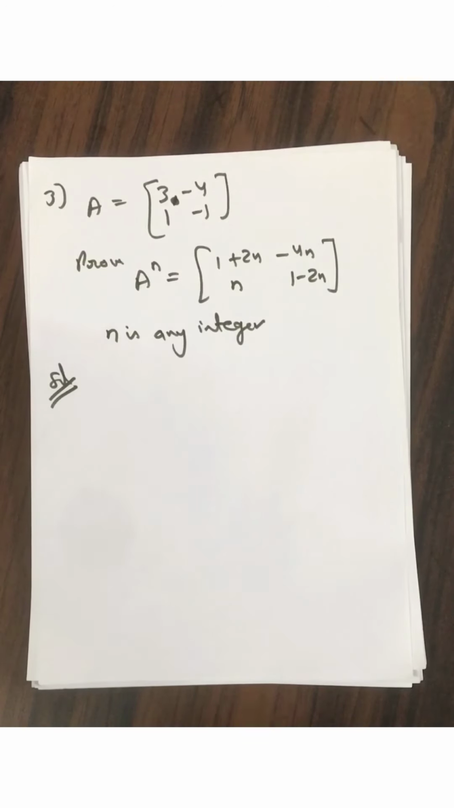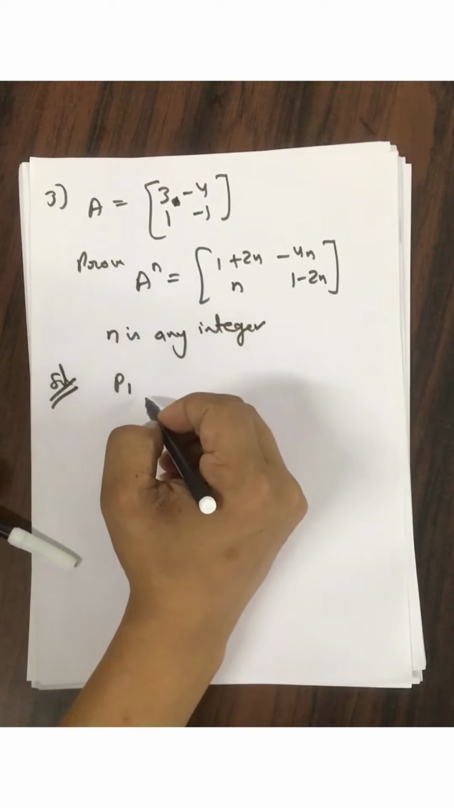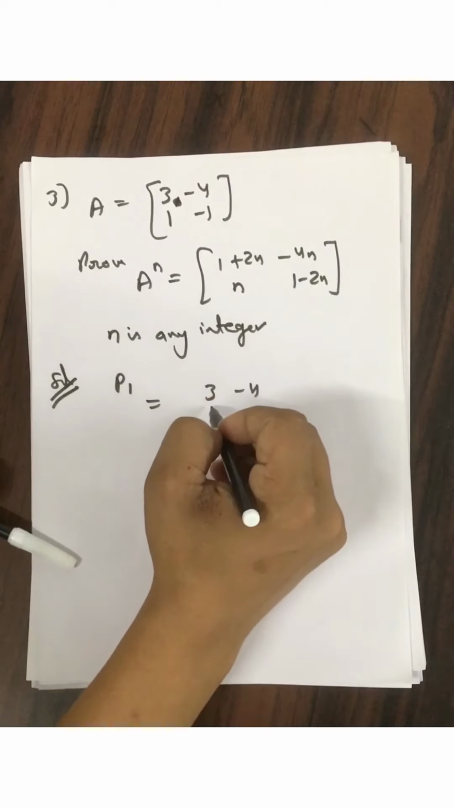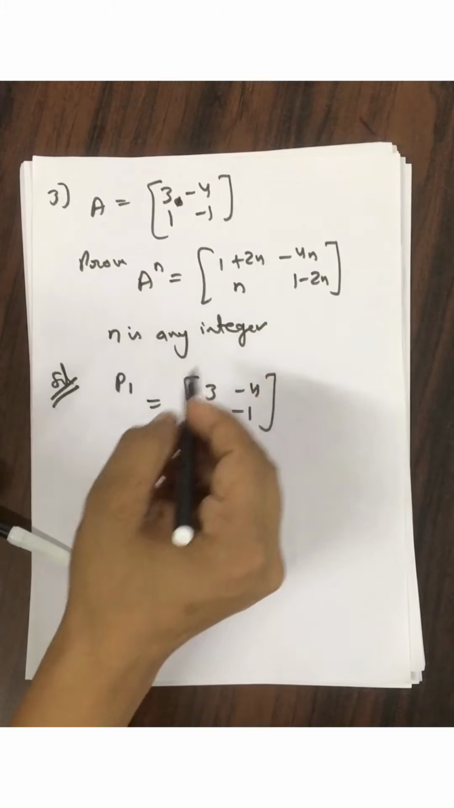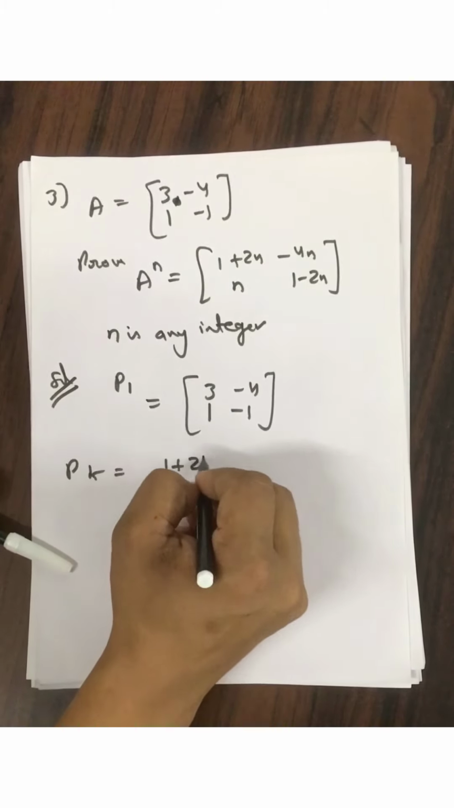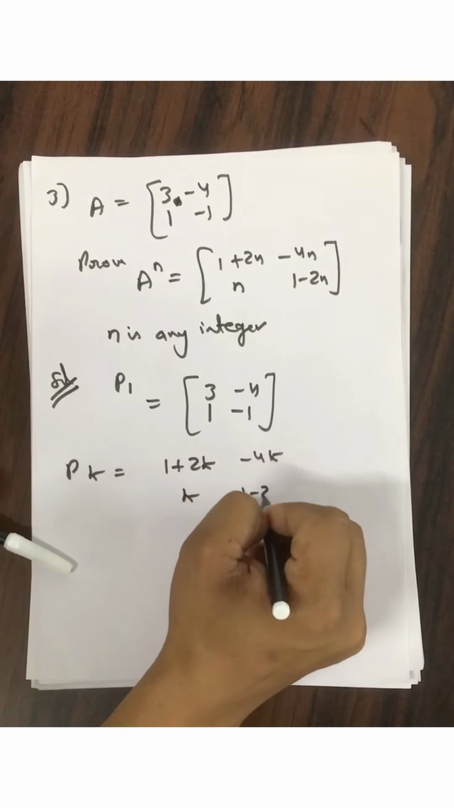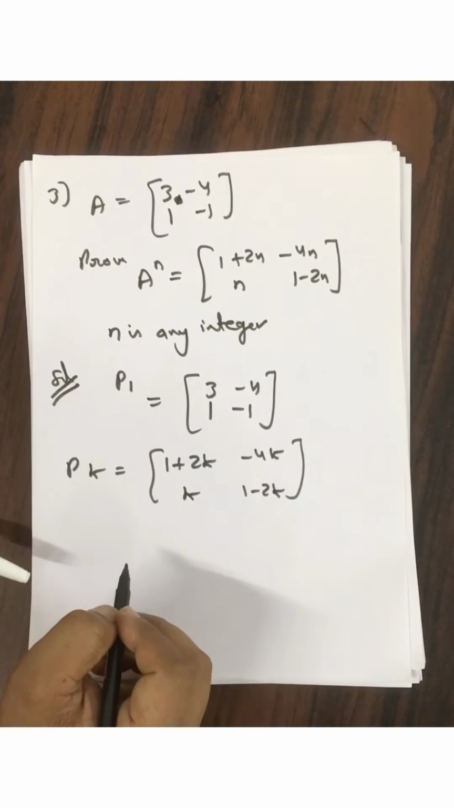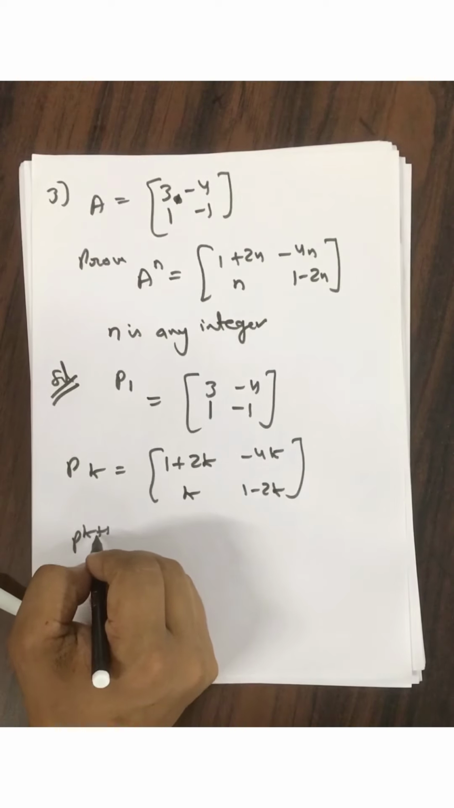Same process? Yes. You can find P1. P1 will be what? It will be 3, minus 4, 1, minus 1. Correct? Then you find Pk. Pk will be 1 plus 2k, minus 4k, k, and 1 minus 2k. Yes? Then you find Pk plus 1. How to do?